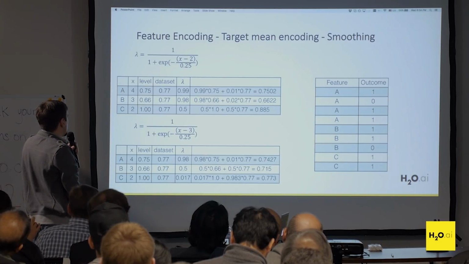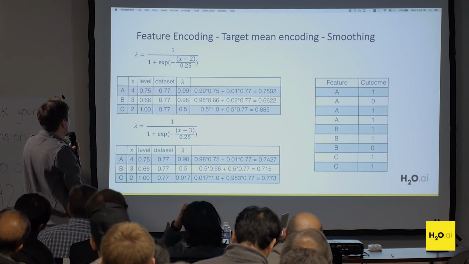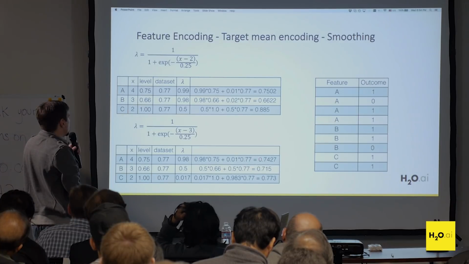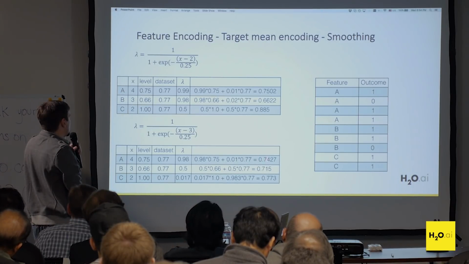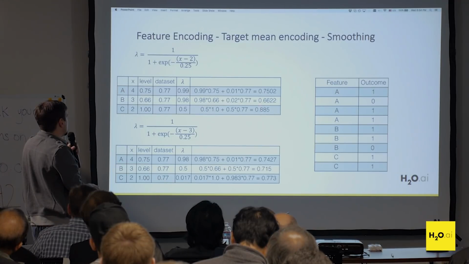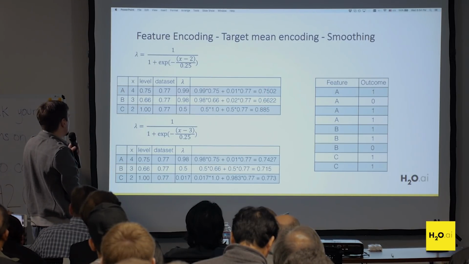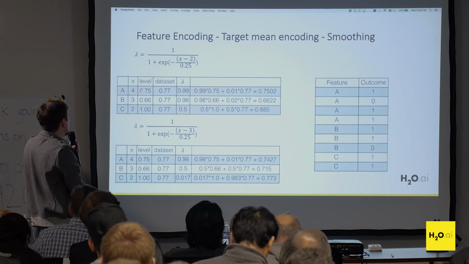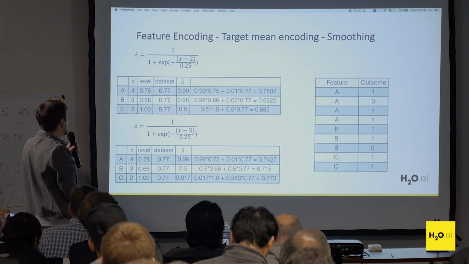So you can see, the bigger k is, the more conservative the model becomes, and the more the embedding moves closer to the mean of the data set. The smaller k is, the less conservative it is, and of course, it's closer to the level mean.